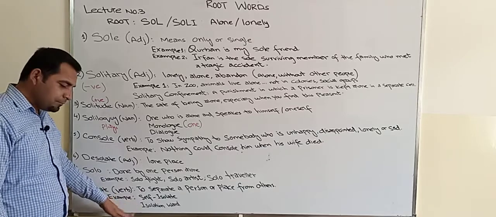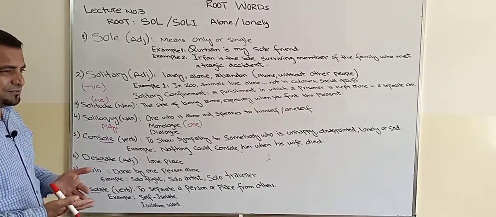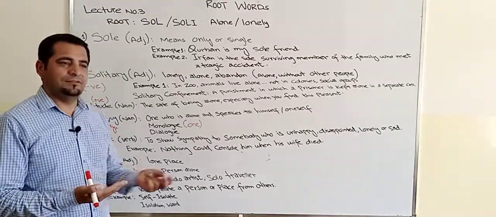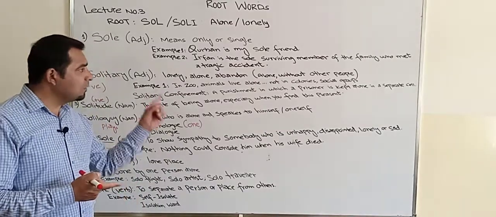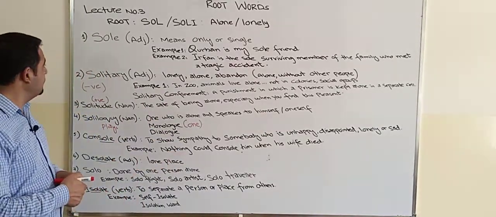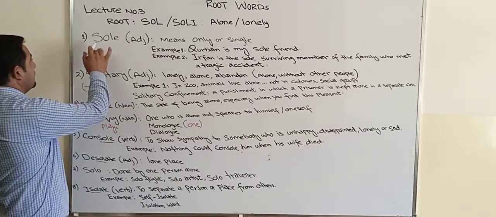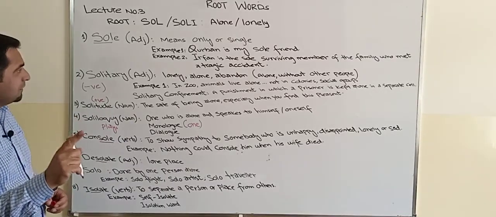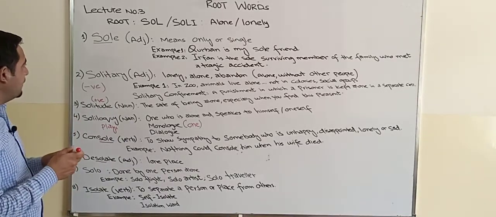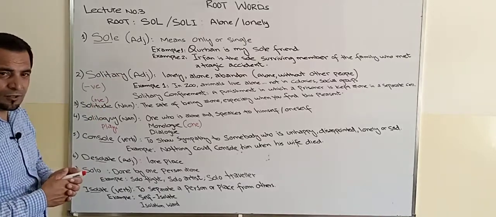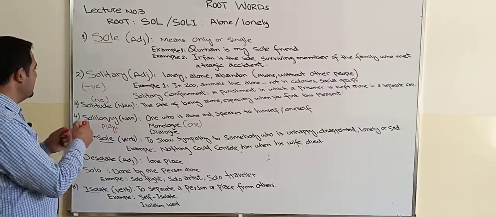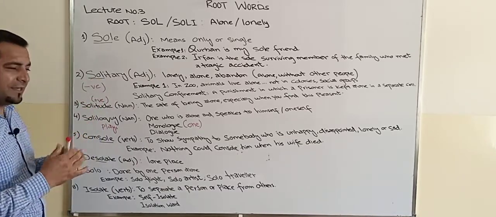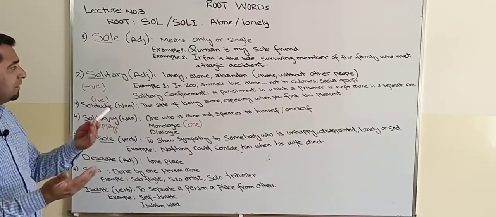Okay, so repeating back, in today's lesson we have talked about the root word sol, or soli, which means alone or lonely. Okay, so the first word, we have got the root word sol, meaning single or alone, and we talked about a friend who is a sole friend. Okay, and then we talked about solitary. We have the root word sol, which again talks about being alone or lonely.